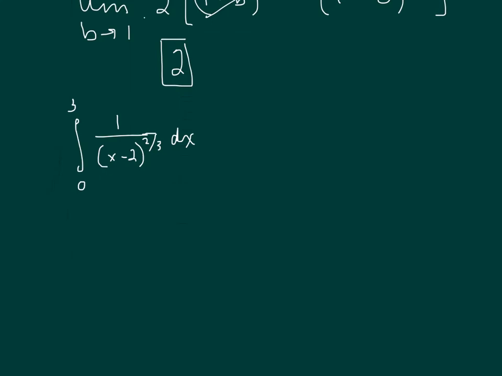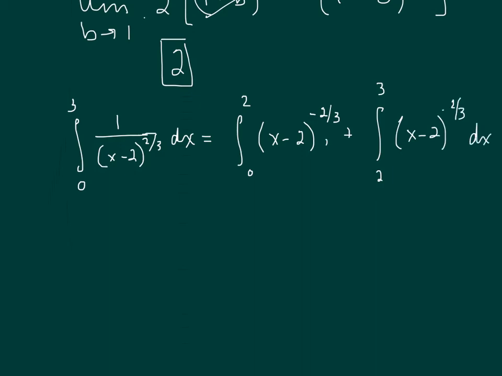We know that this function has an asymptote at x equals 2, so this is a situation where I'm going to have to split this up. The integral from 0 to 2 of x minus 2 to the negative 2/3, plus the integral from 2 to 3 of x minus 2 to the negative 2/3. And then I'm just going to take this bit by bit. So for the first one, I'm taking the limit as b approaches 2 of the integral from 0 to b of x minus 2 to the negative 2/3 dx.